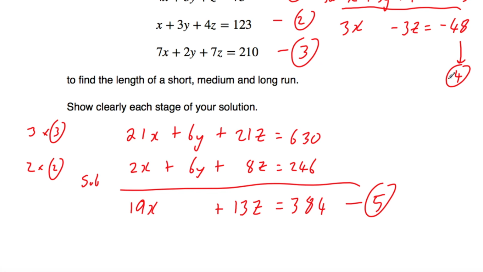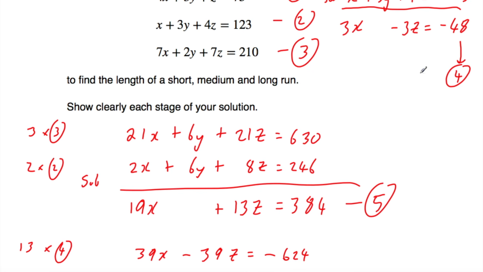Let's multiply equation 4 by 13 to get minus 39z, and let's multiply equation 5 by 3 to get 39z. So let's do 13 times equation 4 and see what we get. If we times equation 4 by 13, 3 times 13 is 39, so we get 39x. 13 times minus 3z would be minus 39z, and that equals, if we do 13 multiplied by minus 48, that's equal to minus 624.